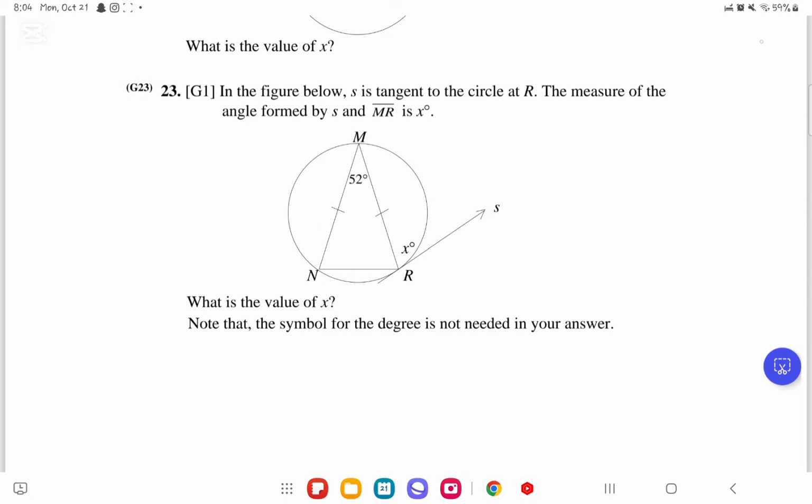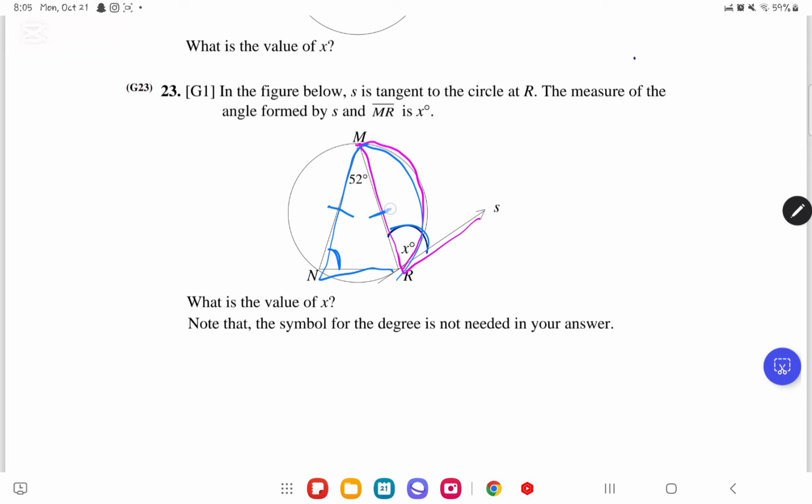Now grid 23. In the figure below, S is tangent to the circle at R. The measure of the angle formed by S and segment MR is x degrees. They need us to find the value of x. If you notice, x is intercepting this arc over here. And this angle over here is also intercepting the very same arc. So if we find this angle over here, then we would have found x.